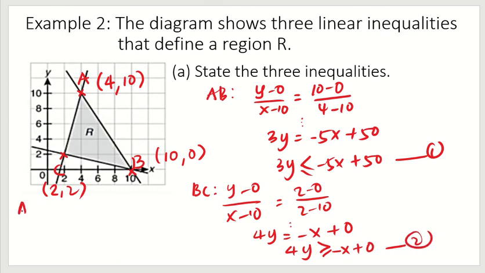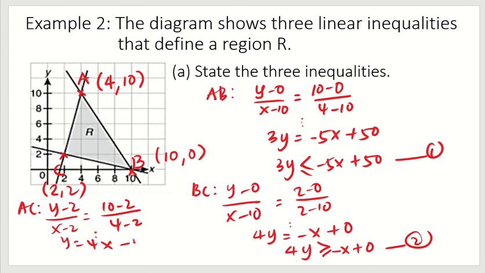Then now we go to the third one. We go to the AC. Okay, do the same thing. y minus 2 over x minus 2 equal to 10 minus 2 over 4 minus 2. So continue, you will get your answer y equal to 4x minus 6. So your inequality, this one going down, so it's less or equal to 4x minus 6. So you get your 3 inequalities already.